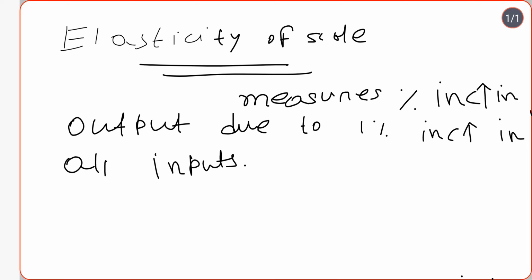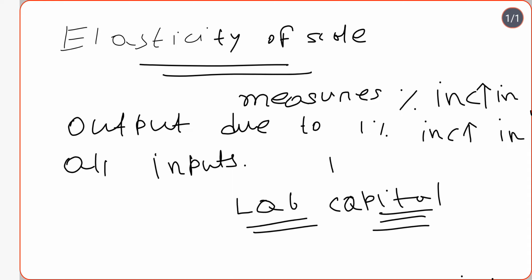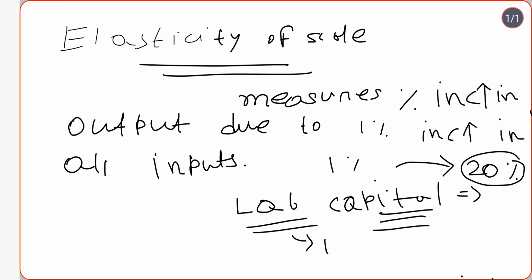Elasticity of scale is basically the percentage change or percentage increase in output due to a 1% increase in all inputs. Suppose there are two inputs, labor and capital, and both labor and capital increase by 1%, so my output has increased by 20%. So this 20% is basically our elasticity of scale. Due to a 1% increase in labor and a 1% increase in capital, our output has increased by 20%. So this 20% is the elasticity of scale, or 20 is basically the value of elasticity of scale.